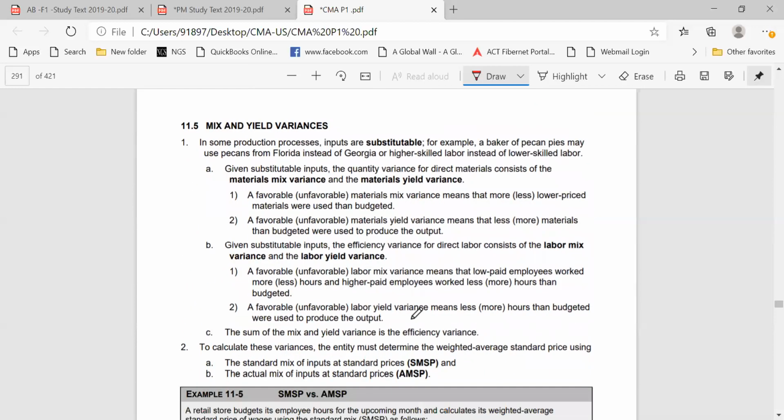Then mix and yield variance is very easy. But what happens is it takes time to do in the main exam, and people find it very difficult. Actually it is not that difficult. If you practice it more, then you can perform it well in the main examination. Here you have two: material mix variance and material yield variance. The same goes with labor mix variance and labor yield variance.